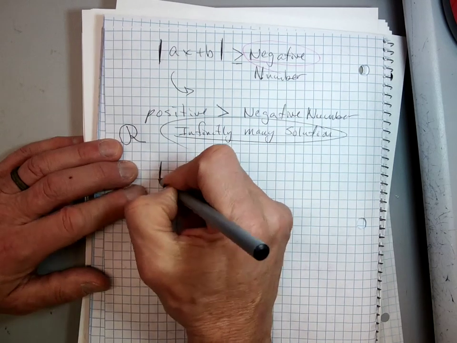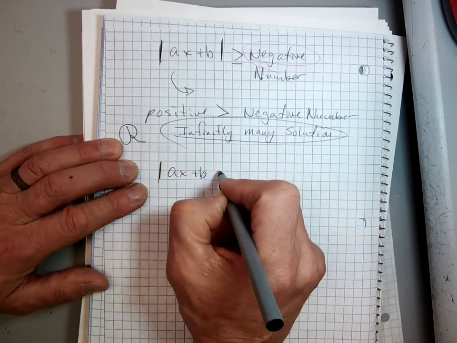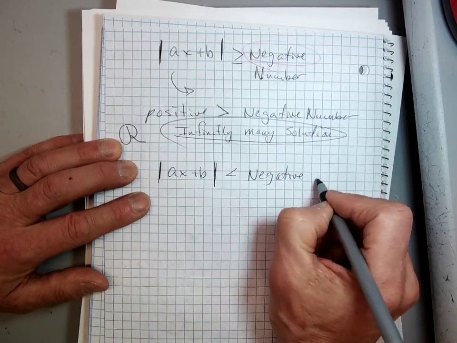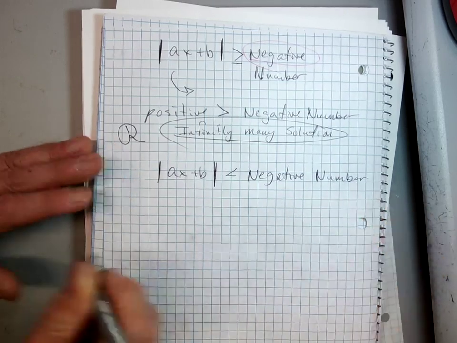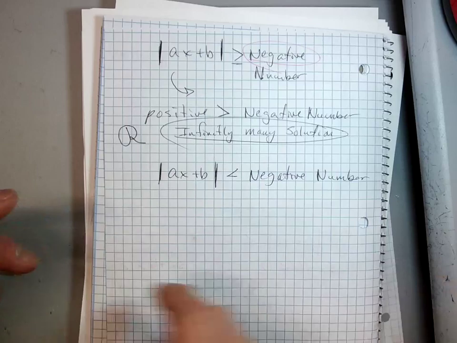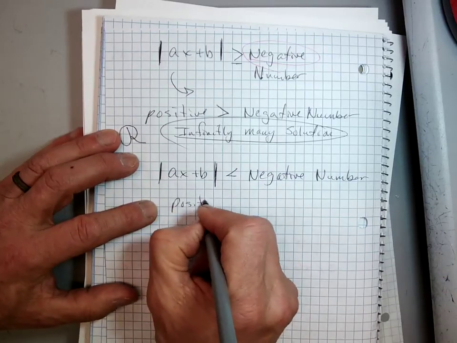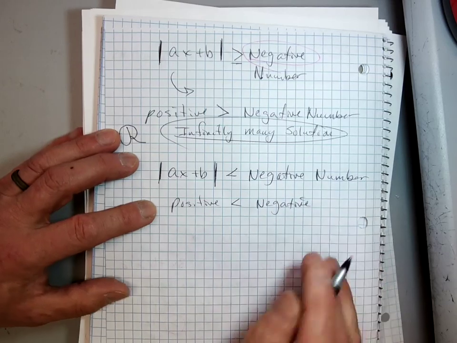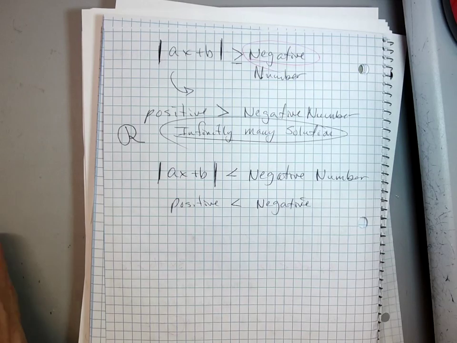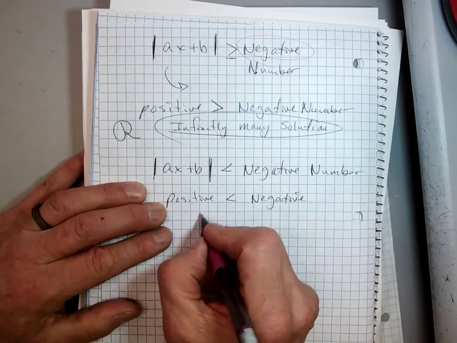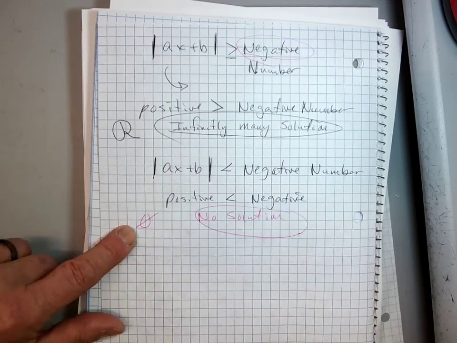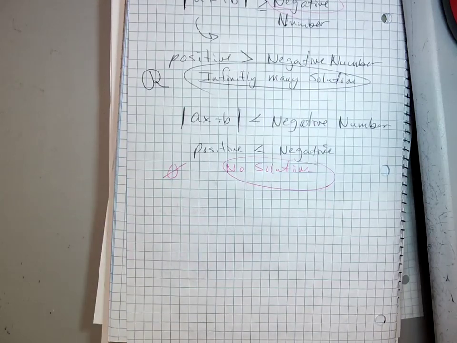Now, if you have absolute value of ax plus b is less than a negative number, it's impossible. What you get is a positive number less than a negative number. It doesn't work that way. Positive numbers are always bigger, aren't they? So right off the bat, I'm going to put no solution. There's a symbol that means the same thing as no solution. Math has symbols, and symbols are nice because then you don't have to write it out.